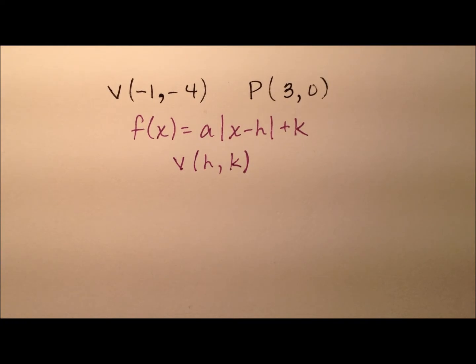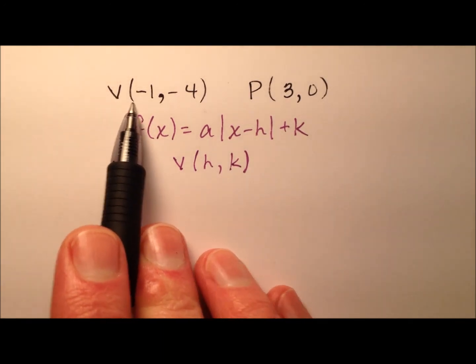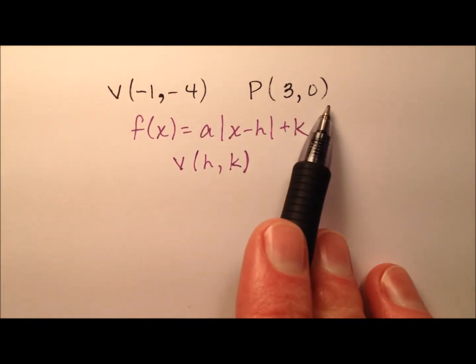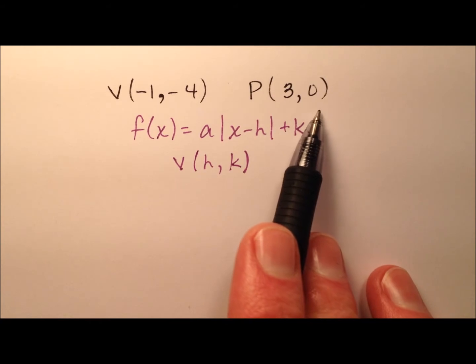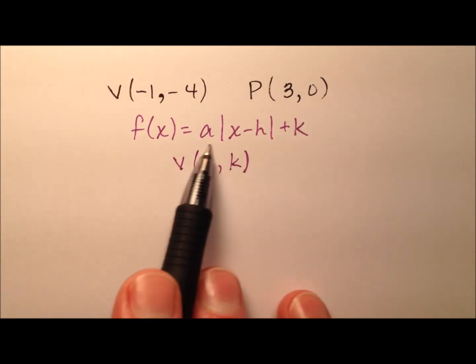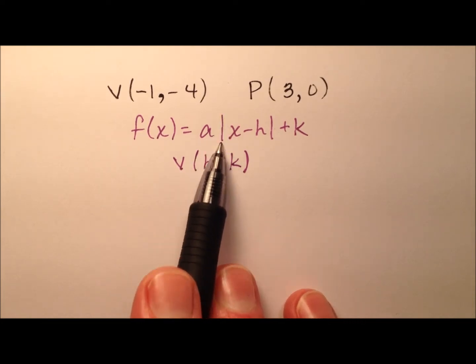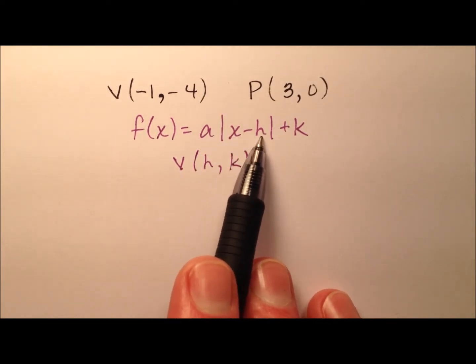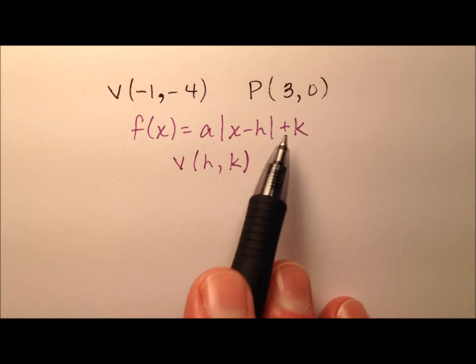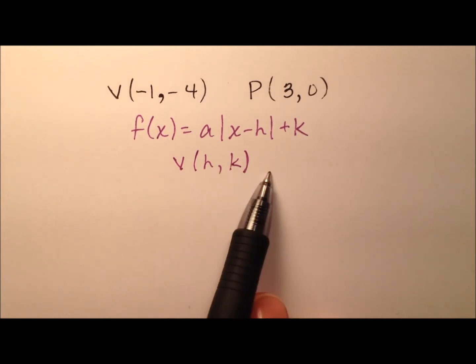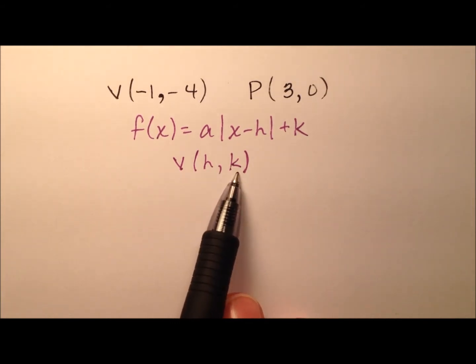In this video, I want to walk through two examples of writing absolute value functions when we're given a vertex and some other point that the graph of the function passes through. Here's the general form for our absolute value function: f of x equals a times the absolute value of x minus h, plus k. And a little reminder also that the vertex is given by the ordered pair (h, k).